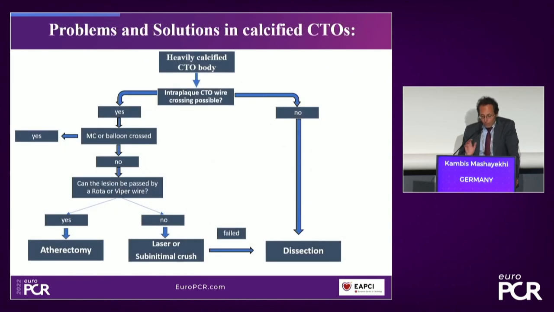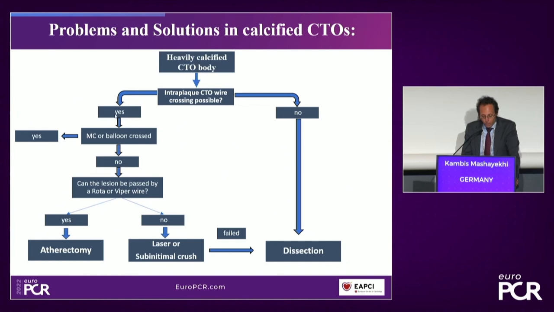Well, this is a little bit more complex, the schematic overview, but once you have a heavily calcified CTO body, you have to think if you're able to cross intraplaque with the wire or not. If you're not able to cross intraplaque at all, you should go around, like we've seen, base technique, do a dissection, antegradely or retrogradely. But if you're able to cross the wire intraplaque, as you can see here on the left side, yes, you're able, then the question is, can the microcatheter, the balloon, follow? If yes, everything is simple, right? You can go for rotor wire, you can go for dilatation, whatever you want.